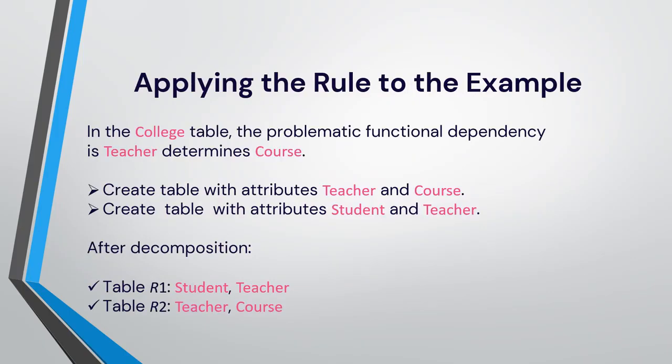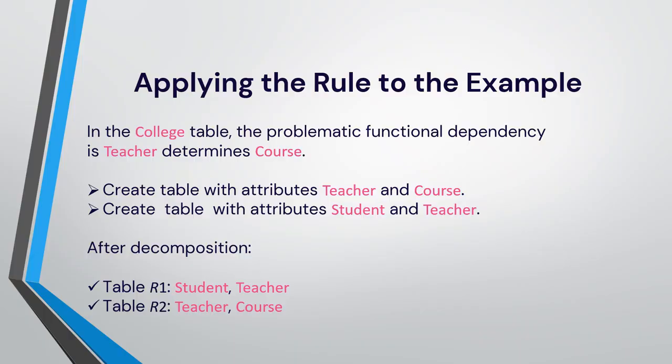Let's apply the decomposition rule to our example. In the college table, the problematic functional dependency is teacher determines course. According to the decomposition rule, we split the table into two. First, we create a table with attributes teacher and course. Second, create a table with attributes student and teacher.